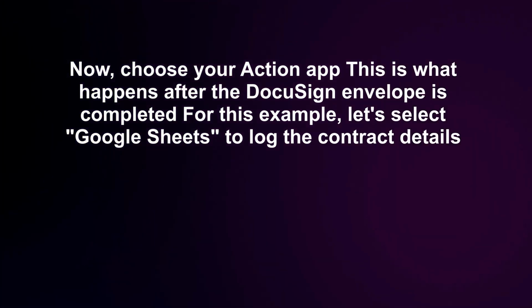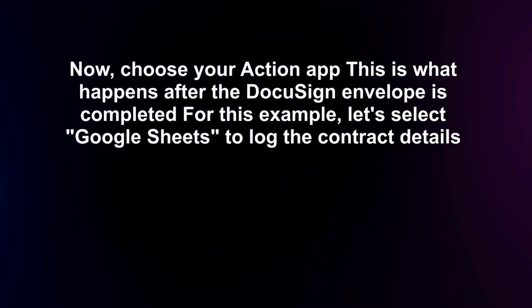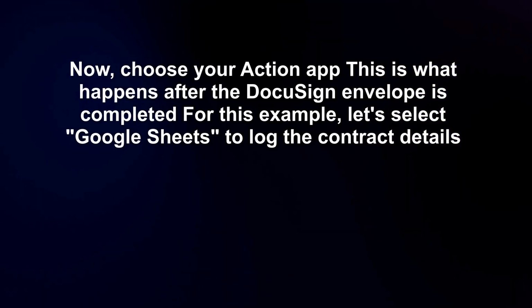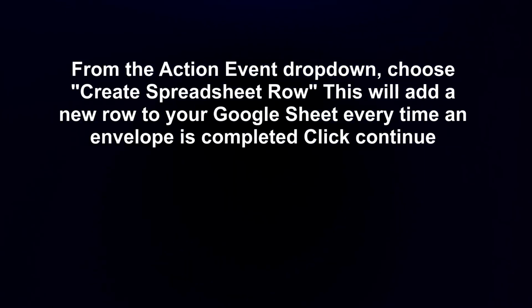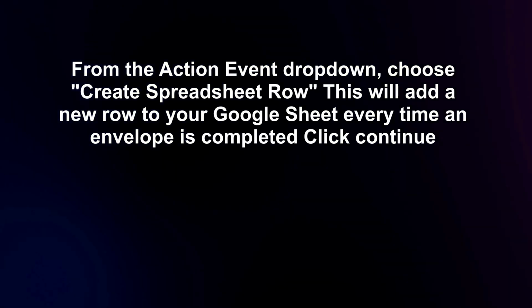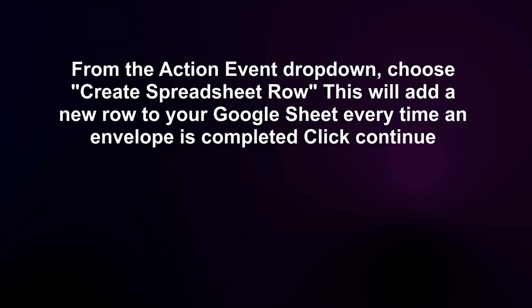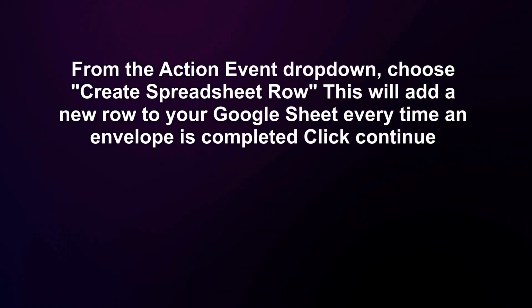This is what happens after the Docusign envelope is completed. For this example, let's select Google Sheets to log the contract details. From the Action Event dropdown, choose Create Spreadsheet row. This will add a new row to your Google Sheet every time an envelope is completed.